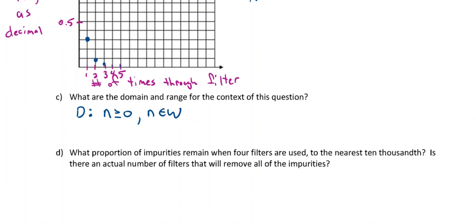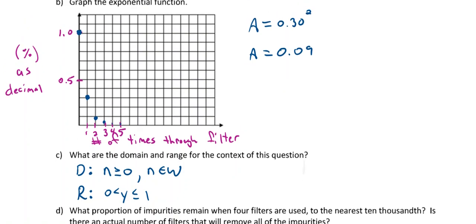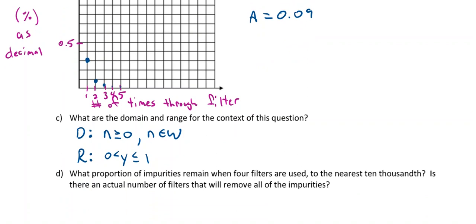Okay, so then the range here is going to be y has to be greater than 0 and less than or equal to 1. Do you guys see why it's just greater than 0? Because you're never going to get to 0, right? According to this equation, no matter how many filters you use, you'd still have some very, very, very small number of impurities left over. So you never get to 0 with our y. But it can be equal to 1, right? Our y value could be equal to 1 up at the top, so it's less than or equal to 1.